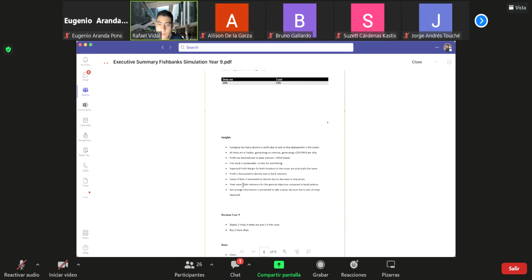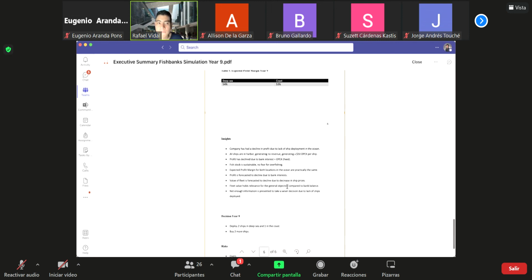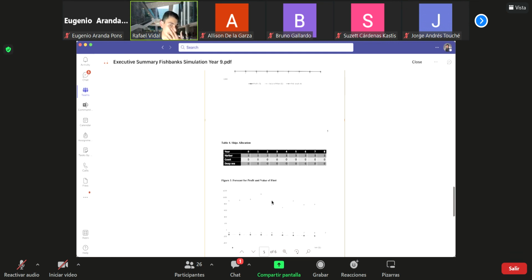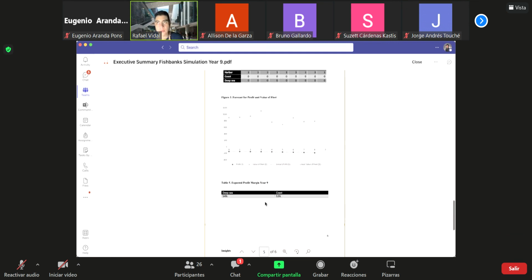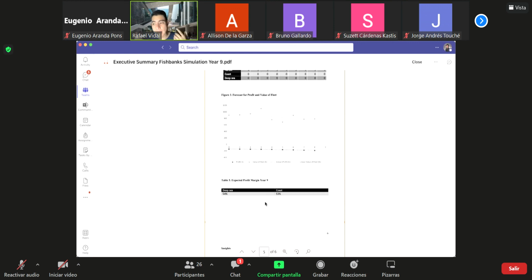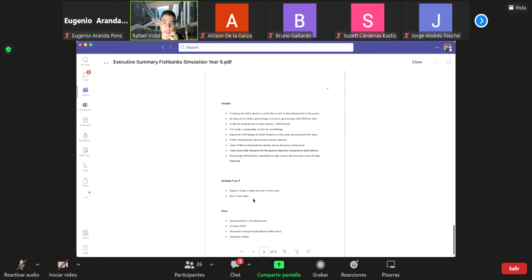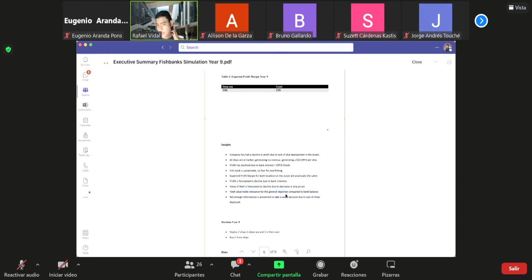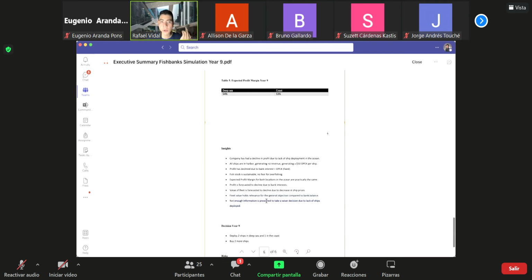Otro insight, fleet value holds relevance for the general objective compared to the bank balance. Esto es importante. Aquí lo que estoy diciendo es que como está yendo tan mal en las ventas, voy a basar mi victoria o mi objetivo en el fleet value. Y como aquí veo que el fleet value está decreciendo, pues aquí tengo que ver qué decisión tomar. Si me estoy enfocando en el fleet value y veo que está decreciendo, voy a comprar más o no, y ahí tomas una decisión. Not enough information is presented to take wiser decisions due to lack of ships deployed.